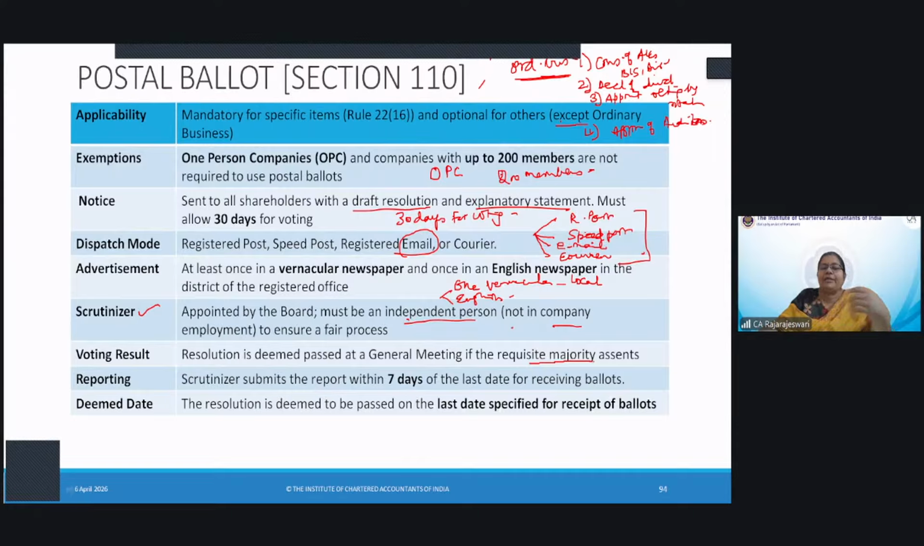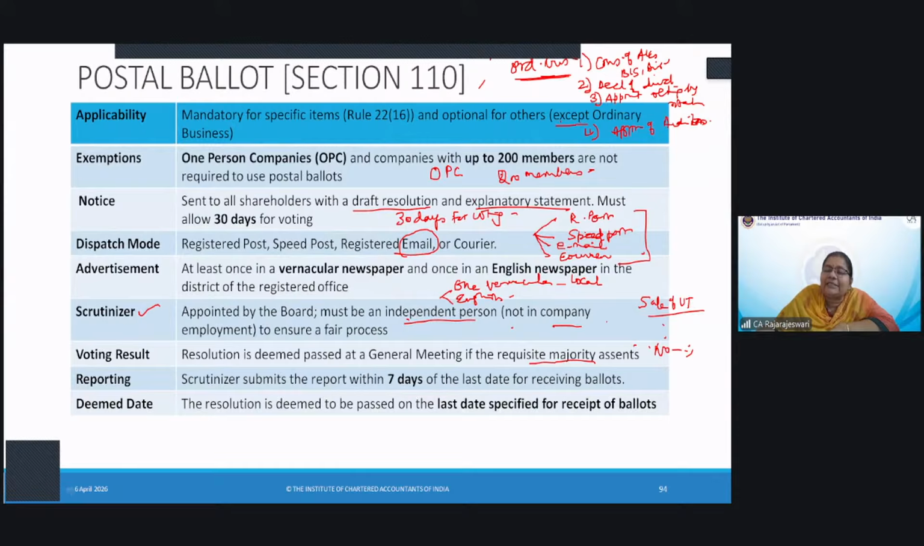Suppose I want to sell the undertaking. See, I am getting a postal ballot for sale of the undertaking. Majority says no, the company should not sell the undertaking. Then the resolution is passed against that. They cannot sell that. The shareholders' consent has not been obtained and the company cannot sell the undertaking. That is the meaning for that.